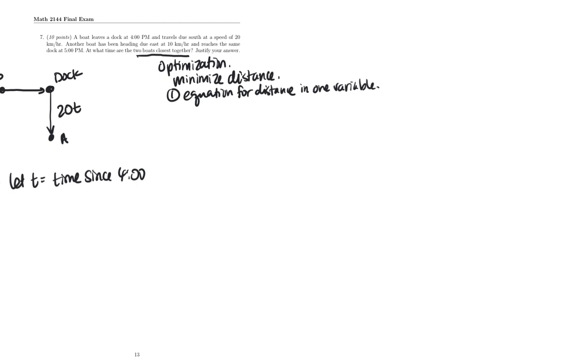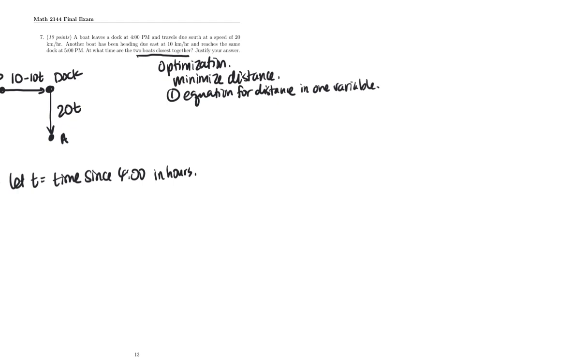And then at 4 o'clock, this boat is 10 kilometers out. So 10 minus 10t should be the distance from the dock to boat B. And so as time goes on, boat B is getting closer and closer to the dock, and when t equals 1 hour past 4 p.m., so this is going to be in hours, then the boat will actually be at the dock.